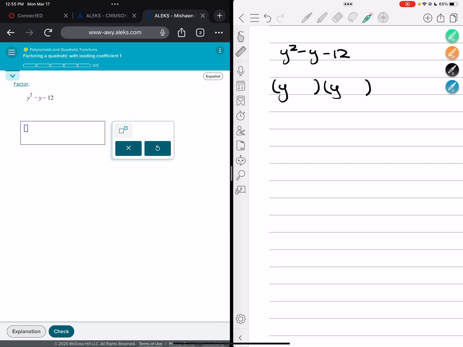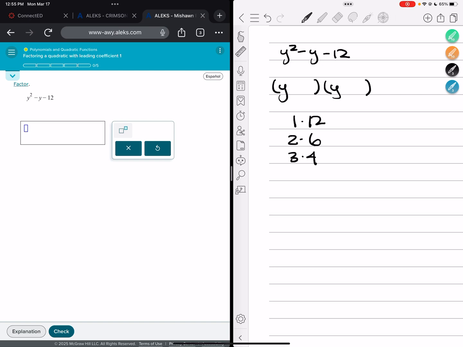Next, we need to figure out, okay, what two numbers multiply together to become negative 12, but when they're added together, they become negative 1. So we can think of it like this. I know I can go 1 times 12 is a factor of 12. I can go 2 times 6, and I can go 3 times 4. If I'm looking at this, that means if I subtract them, I should get 1 or negative 1, and then I can figure out my sign from there.